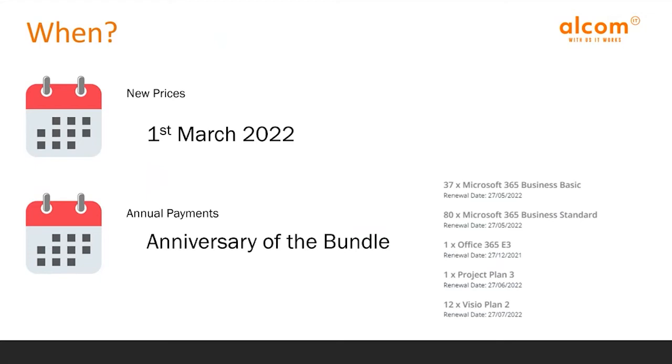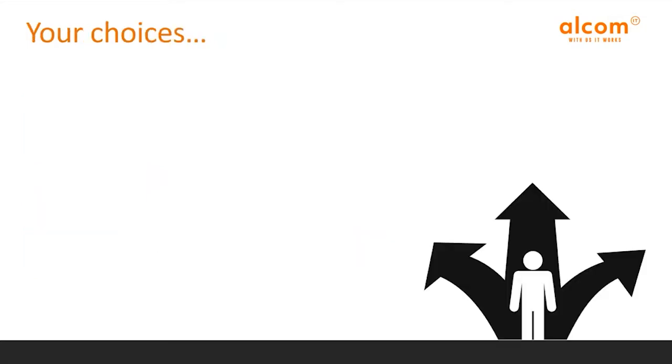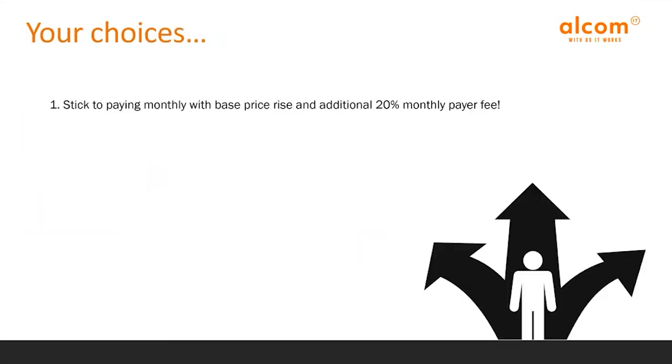So what do you need to do? Why you're here? You're here because you need to make a choice, basically. And the choice is, are you going to stick to paying monthly with a base price increase, so going from the £3.80 up to the new price, and the additional 20% monthly payer fee? So that's a fee for paying monthly. Okay. Do you want to stay on that plan? Or do you want to switch to paying yearly and only pay the base price increase? So you're going to go from £3.80 to, I think it was £4.60, I can't remember. So just pay that base price increase.